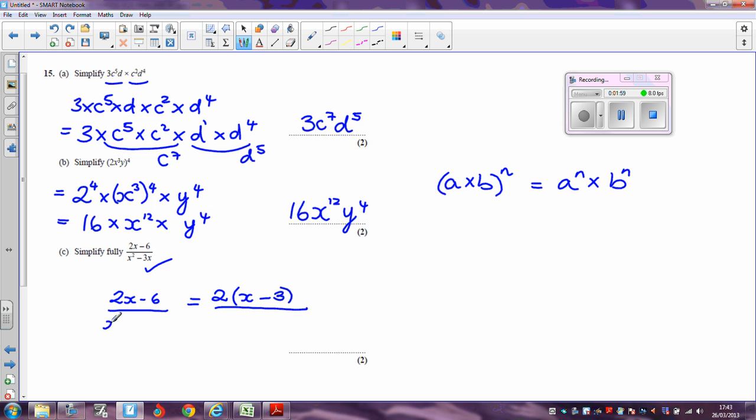Okay, now let's look at the bottom. x squared minus 3x, the common factor there is x. So what do we multiply x by to get x squared? That's x. What do we multiply x by to get minus 3x? And that's x minus 3.